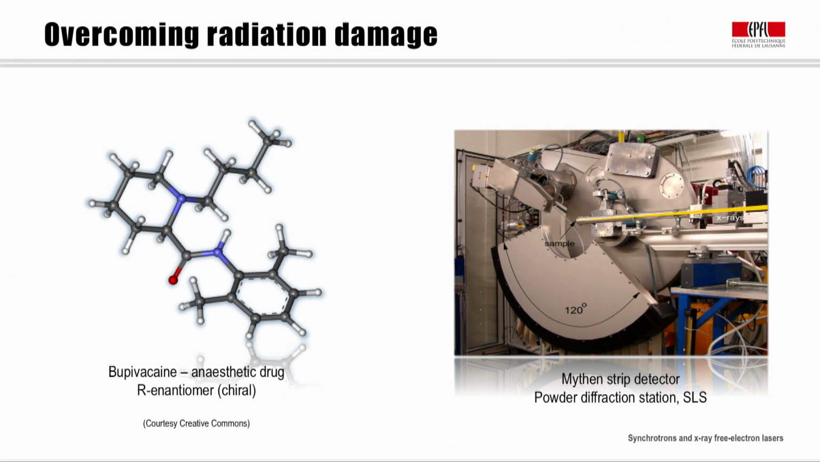A simple example of the benefit of using a 1D, so-called microstrip detector, is highlighted here. The powder pattern of the anesthetic drug bupivacaine was to be recorded to investigate its level of purity. This was performed with both a point detector, 0 dimensions, and a Mythen detector with 1 dimension, covering an angular range of 120 degrees in 2 theta.